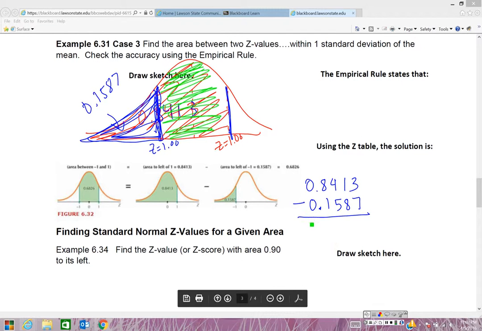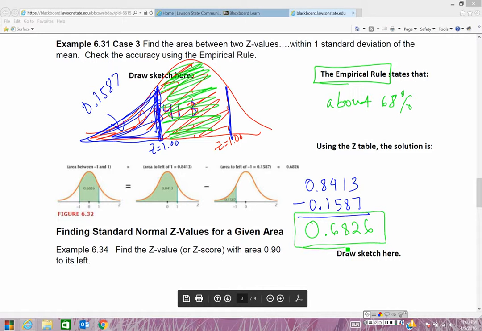So get that, you should get 0.6826. Now we predicted that it would be about 68% according to the empirical rule, right? So we are really close, because this is 0.6826 or 68.26%.